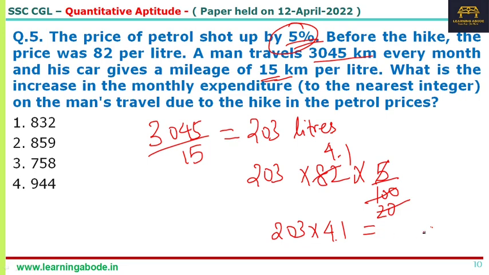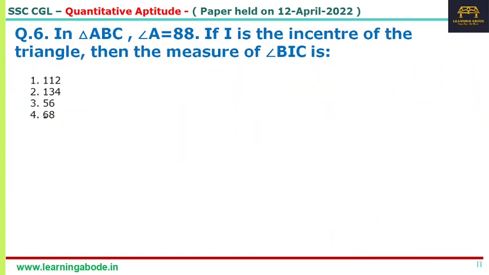So 41 into 3 is 123. Because we have a 0, we can write it as 2 3. And 41 into 2 is 82. 82 plus 83, so 832.3 approximately. It's 832. Answer option 1, 832 is the answer for this question, right? Fifth question, 832.